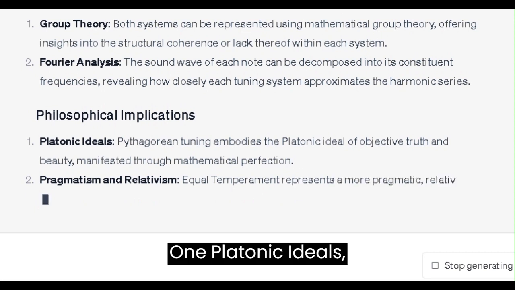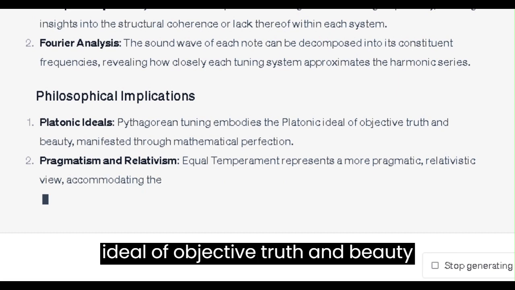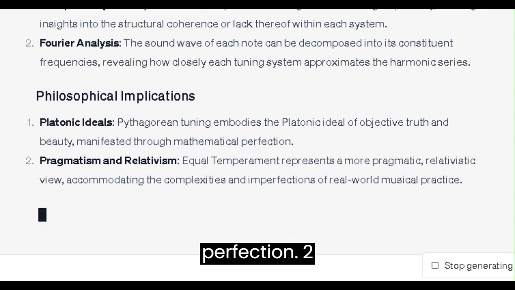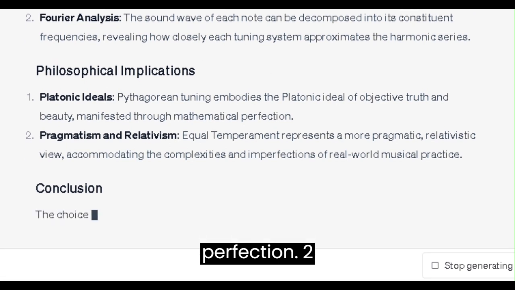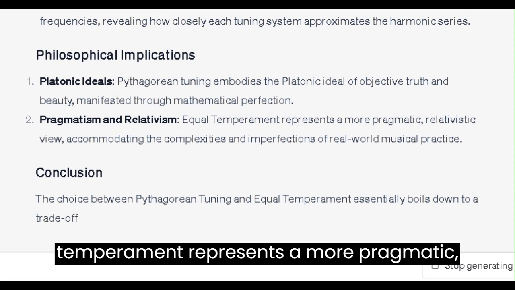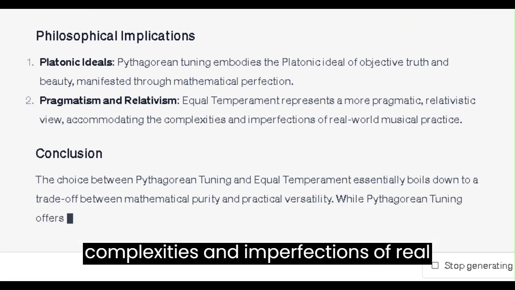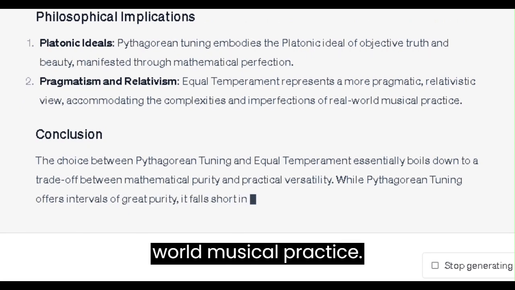Philosophical implications. 1. Platonic ideals. Pythagorean tuning embodies the Platonic ideal of objective truth and beauty, manifested through mathematical perfection. 2. Pragmatism and relativism. Equal temperament represents a more pragmatic, relativistic view, accommodating the complexities and imperfections of real-world musical practice.